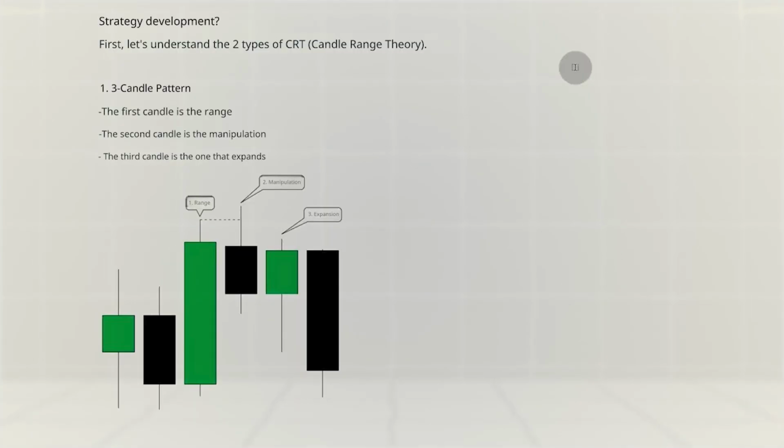Continuing with its development, we need to understand that there are two types of CRT. What is the first one? The three-candle pattern. First of all, as you can see, the first candle represents the range. As we highlighted earlier, it has the high at the top and the low at the bottom. The second candle represents the manipulation candle. As you can observe, it goes and finishes taking liquidity with a wick. It must always do this with a wick, exactly, because that process is what leads us to the third candle. What is the third candle? The third candle will be the expansion candle, or the candle that generates that distribution phase.